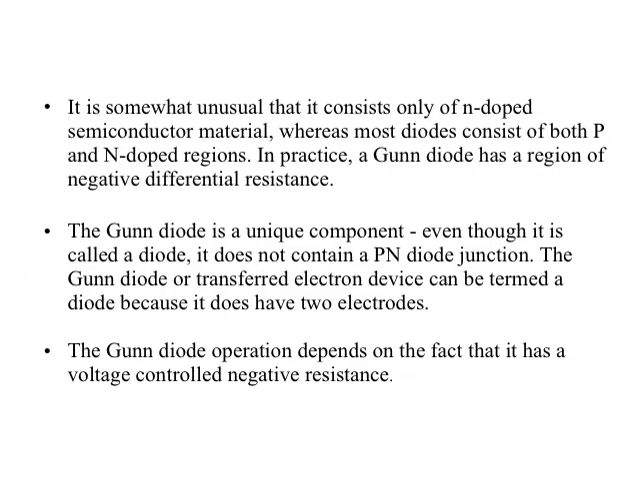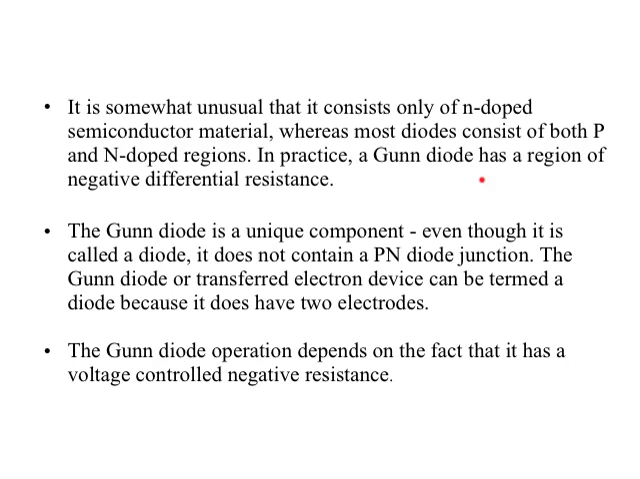Now let us discuss the construction of this Gunn diode. The Gunn diode usually consists only of n-doped semiconductor material. The p-doped semiconductor material is not present in the Gunn diode. Whereas normal p-n junction diodes or other diodes consist of both p and n-doped regions. And in practice, a Gunn diode has a region of negative differential resistance.